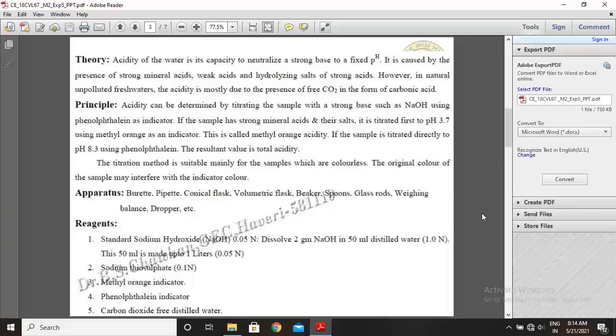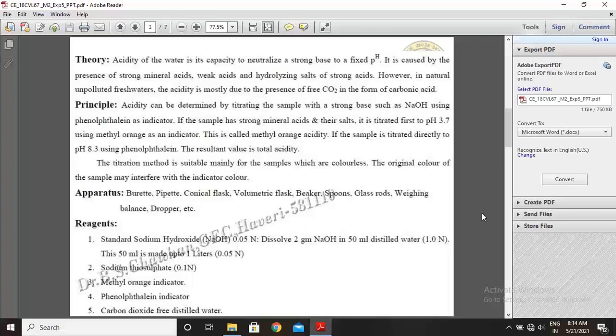Let us see which apparatus are required to conduct this experiment. Burettes, pipettes, conical flasks, volumetric flasks, beakers, spoons, glass rods, weighing balance, droppers, etc. are required. So these are the apparatus required to execute this experiment.